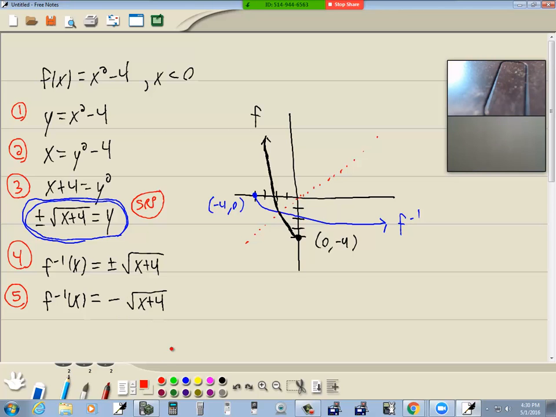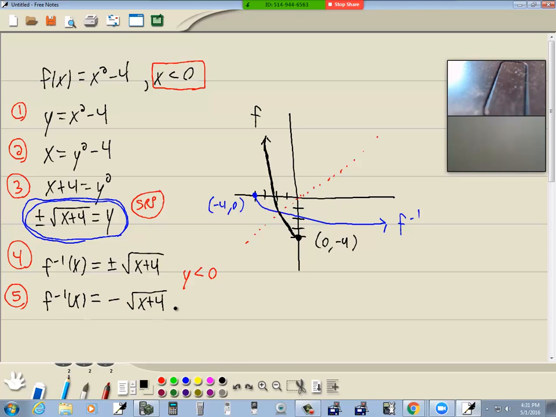Now another way you can do that is, you see how this says x is less than 0. Then for our inverse, we're going to have y is less than 0 because the variables swap. So y is less than 0 means it's negative, so that's why we keep the negative.